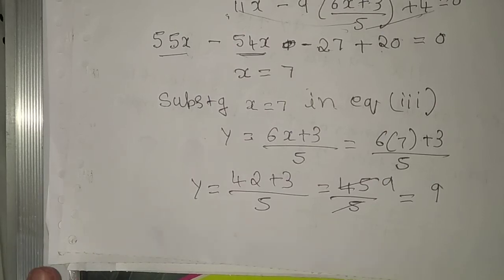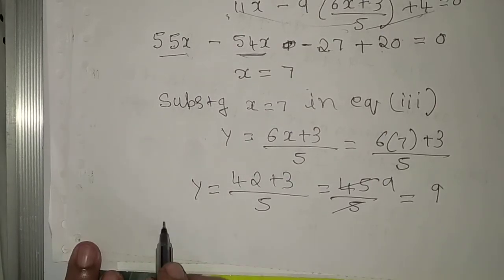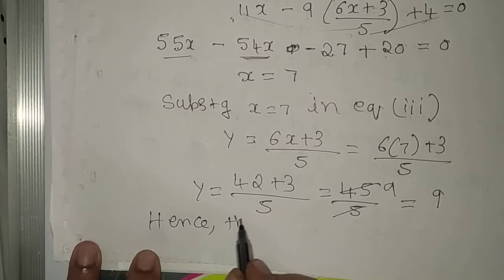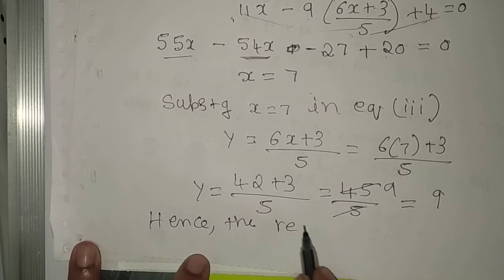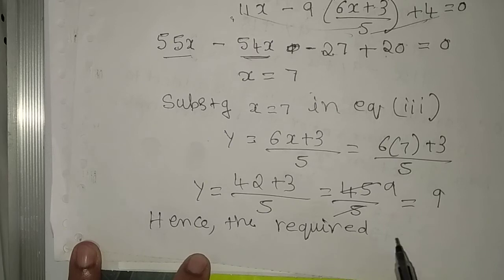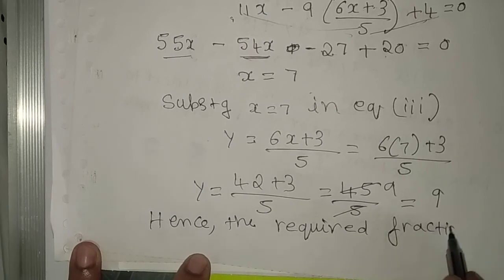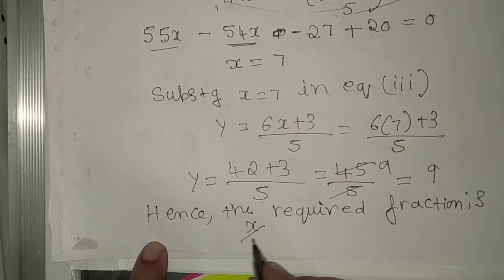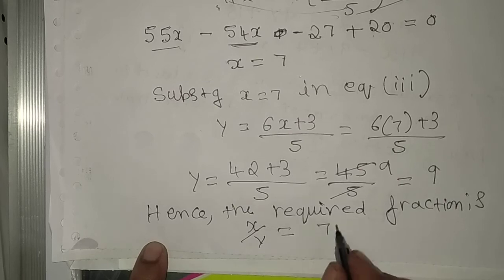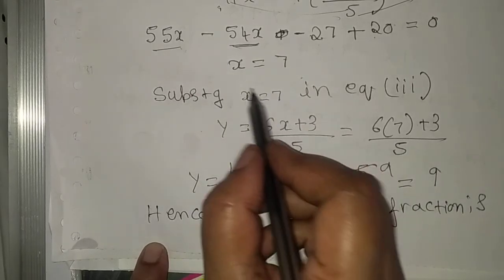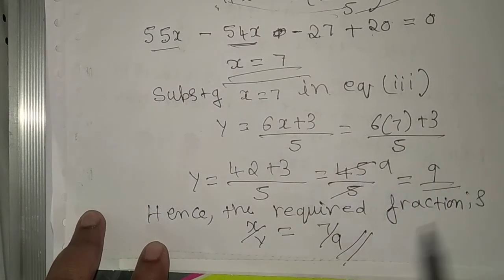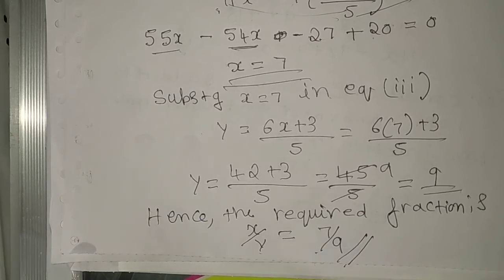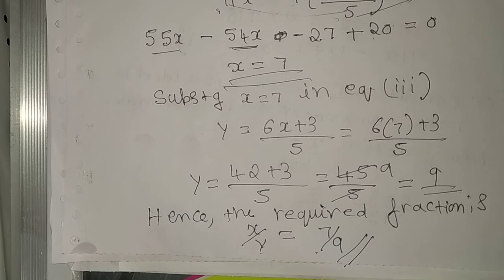So finally, how much we got? X and Y values. So therefore, hence we write, hence the required fraction is x by y, that is 7 by 9 is the answer. So this is x, this is y, then x by y is 7 by 9. So the required fraction is 7 by 9. So this is the solution for the third, fourth and fifth problem.